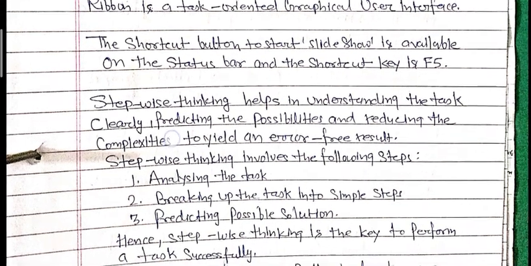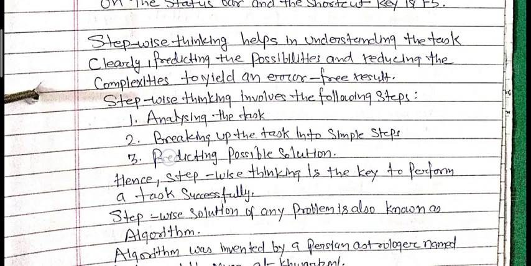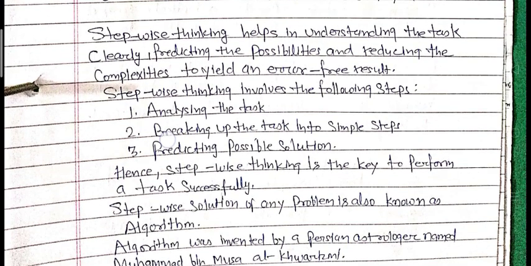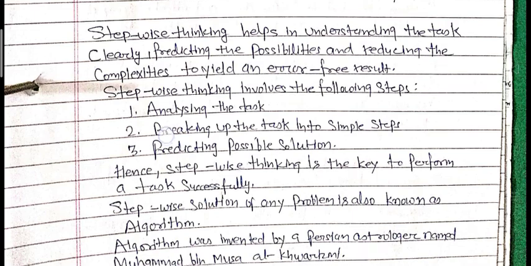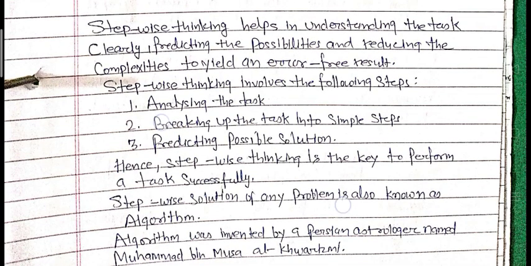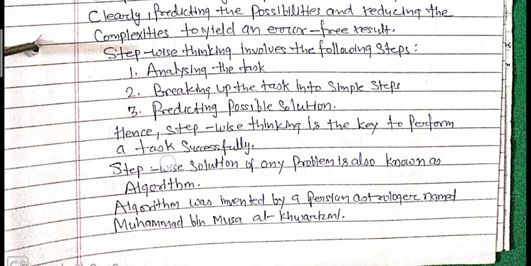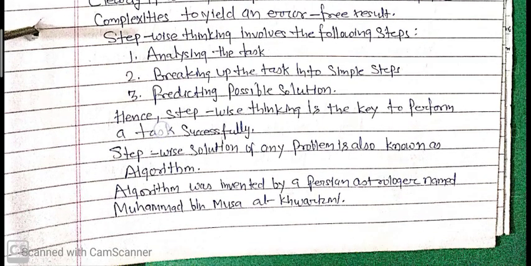Stepwise thinking helps in understanding the task clearly, predicting the possibilities, and reducing the complexities to yield an error-free result. Stepwise thinking involves the following steps: analyze the task, break up the task into simple steps, and predict possible solutions. Hence, stepwise thinking is the key to perform a task successfully. Stepwise solution of any problem is also known as algorithm. The algorithm was invented by a Persian astronomer named Muhammad bin Musa al-Khwarizmi.